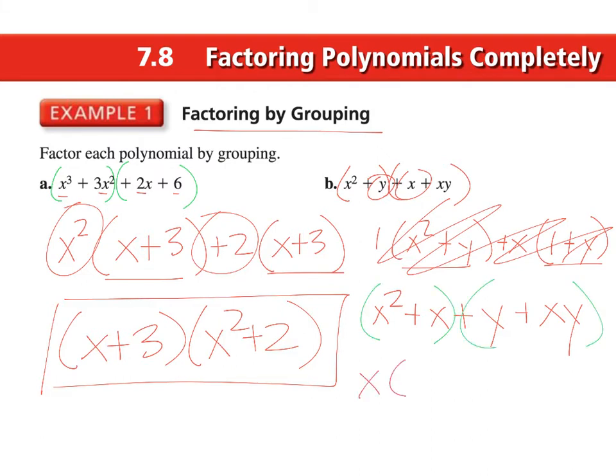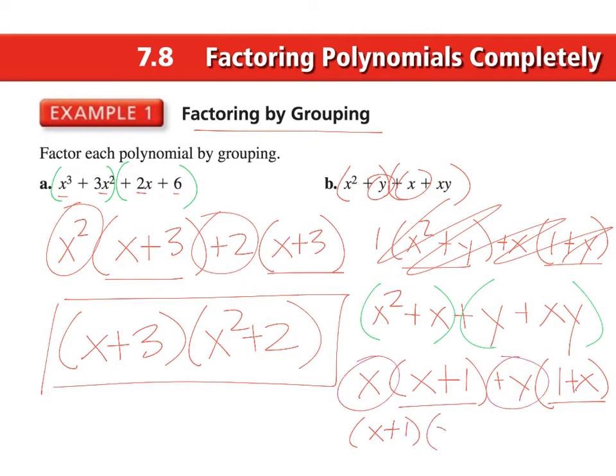Left with x times x plus 1 plus y times 1 plus x. Okay, cool. Well, x plus 1 and 1 plus x are the same thing. So I'm going to factor out x plus 1, and what am I left with? X plus y. Done.